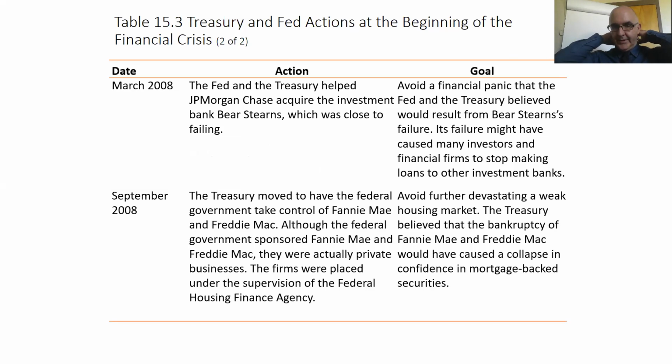And then what happened, and this is quite interesting, in March 2008, the Fed and the Treasury helped JP Morgan Chase. Now, JP Morgan Chase is a very serious investment bank whose people make an awful lot of money. The Fed and the Treasury actually stepped in to help them buy another investment bank, Bear Stearns, which was close to failing. And, obviously, morally speaking, people thought, well, why are you bailing out all these rich bankers?